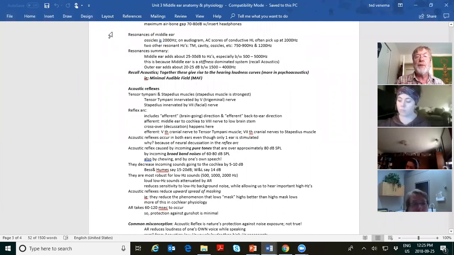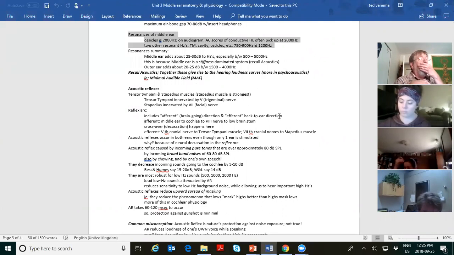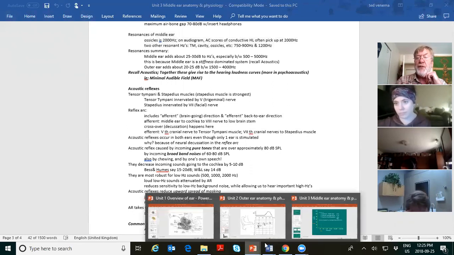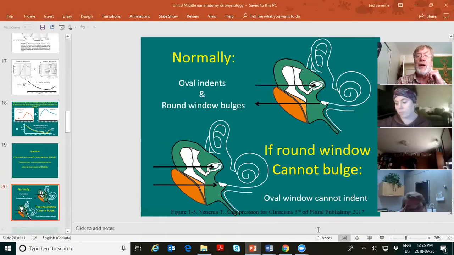Oh, by the way, resonances of the middle ear, make sure you know the resonance of the middle ear ossicles is 2,000 hertz. The resonance of the middle ear ossicles is 2 grand. The acoustic reflex arc, right here, put a star by that. There you see those words, afferent, efferent, afferent, efferent. And we look at a picture of it, and you'll see it as we work our way down.